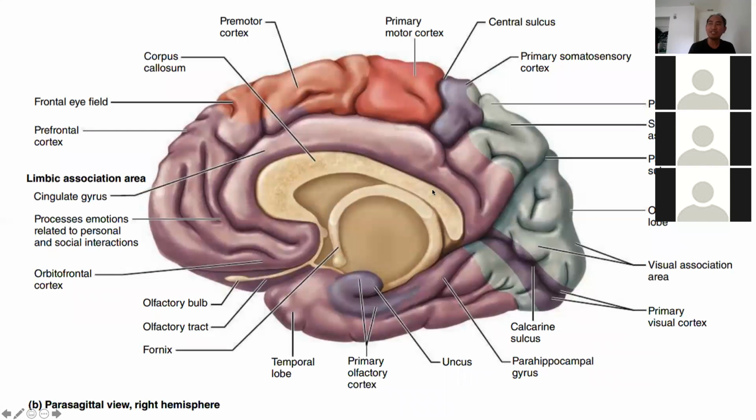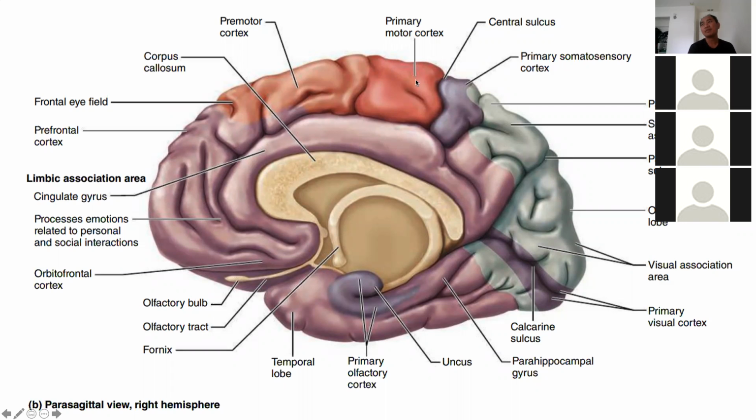And these two hemispheres are connected to each other by the corpus callosum, and underneath the corpus callosum, we have the lateral ventricle. We have two lateral ventricles, one in the right hemisphere and one in the left hemisphere, and we have the third ventricle, one and only third ventricle, and we have one and only fourth ventricle.